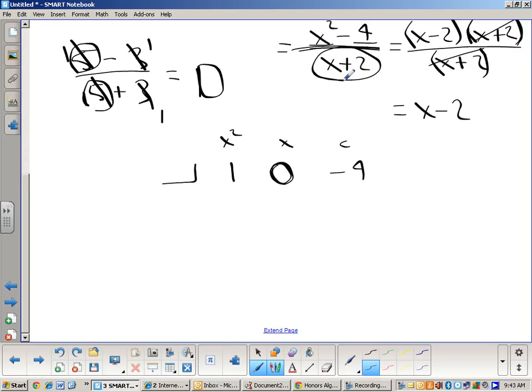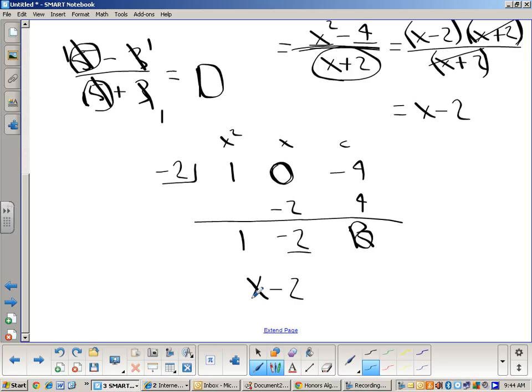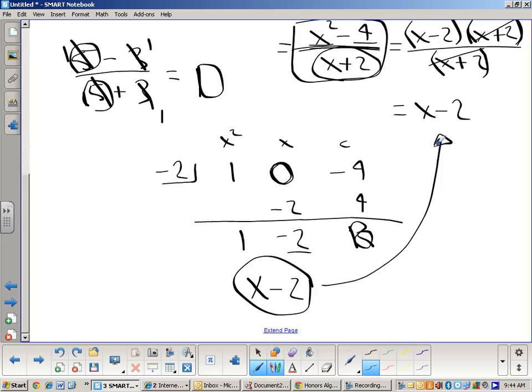Negative 2. Remember, if it's written as a factor, we take the opposite of that, the negative 2. And so if I drop this down, go negative 2, that'd be a negative 2. You're adding, and add that, it's negative 2, multiply is 4, add, I get 0. So there's my remainder, 0. My constant's minus 2, and my x is 1x. And so if I divide that out, I get x minus 2, which is the same as I got when I factored.